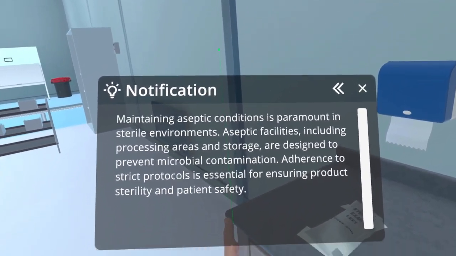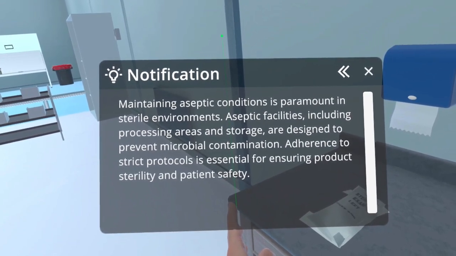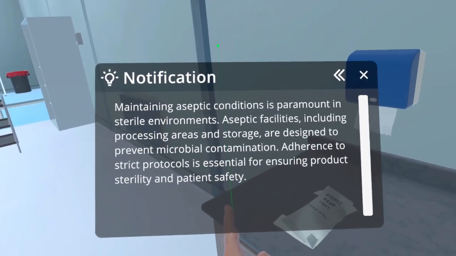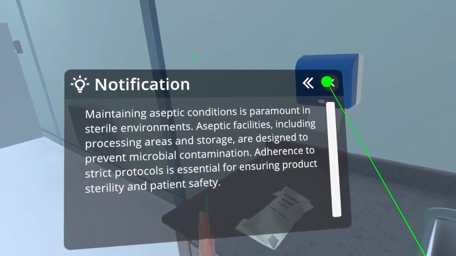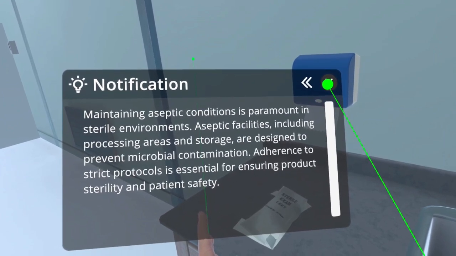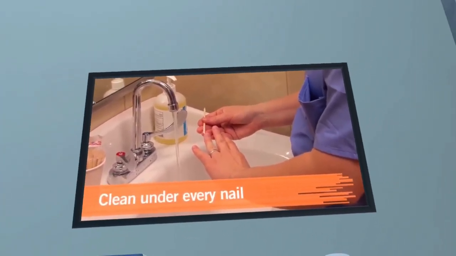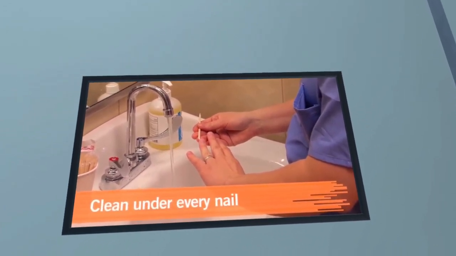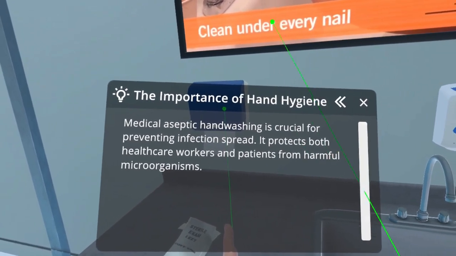Maintaining aseptic conditions is paramount in sterile environments. Aseptic facilities, including processing areas and storage, are designed to prevent microbial contamination. Adherence to strict protocols is essential for ensuring product sterility and patient safety. Medical aseptic hand washing is crucial for preventing infection spread. It protects both healthcare workers and patients from harmful microorganisms.